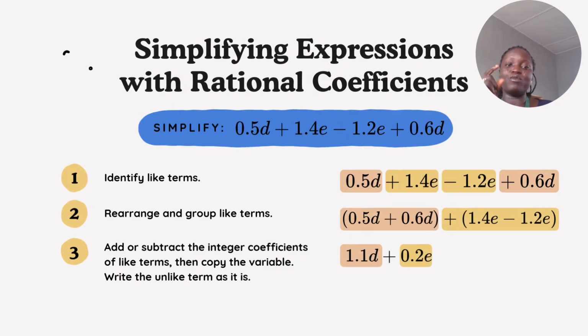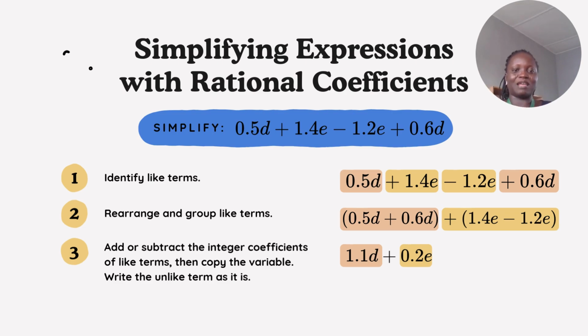Then we move on to simplifying expressions with rational coefficients. We have to simplify 0.5d plus 1.4e minus 1.2e plus 0.6d. What you will notice here is that 0.5d and 0.6d are like terms. Likewise, 1.4e and 1.2e are like terms because they both have e.